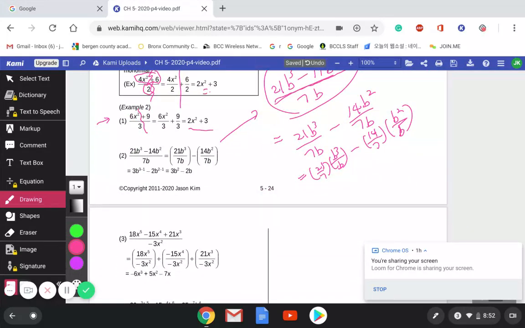So 21 divided by 7 is 3. b cubed divided by b is the quotient rule, b to the 3 minus 1, because when there is no power, it's always one power. And this is 2 with b to the 2 minus 1. By the way, it's minus. So you end up with 3b squared minus 2b as the final answer.